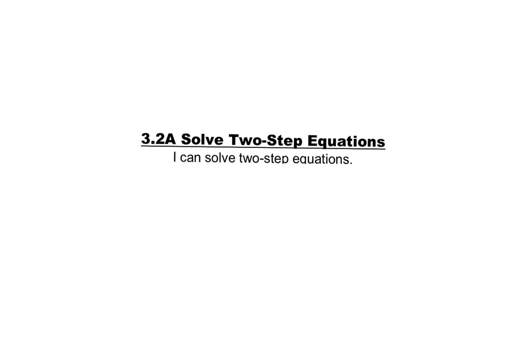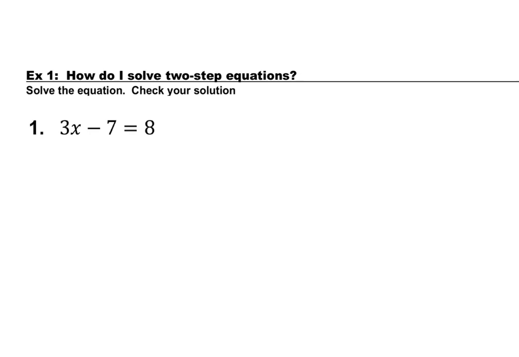In this lesson, we're going to solve two-step equations. So how do I solve two-step equations? Solve the equation and then check your solution. So for number one, we have 3x minus 7 is equal to 8.